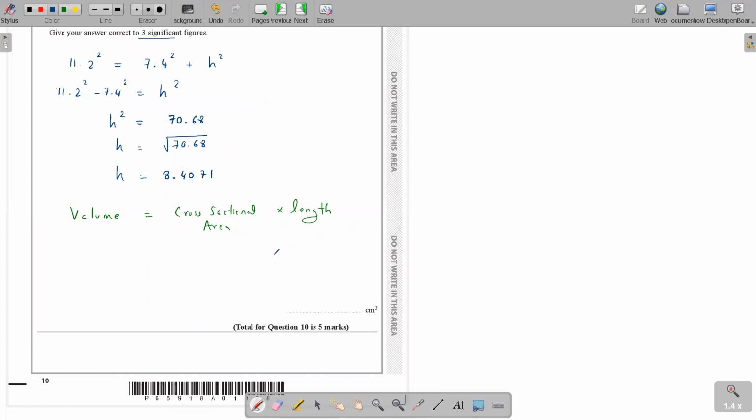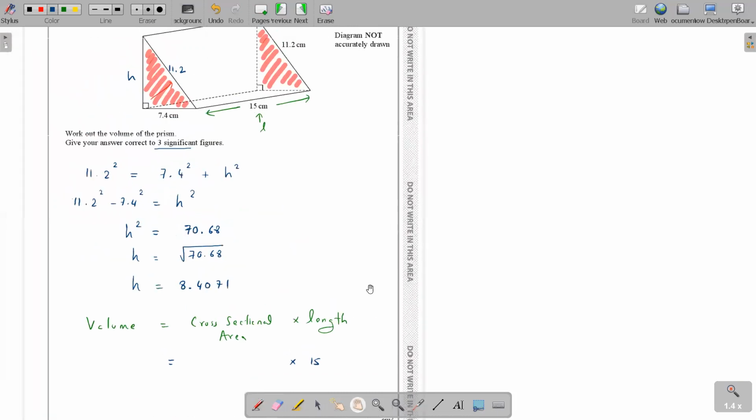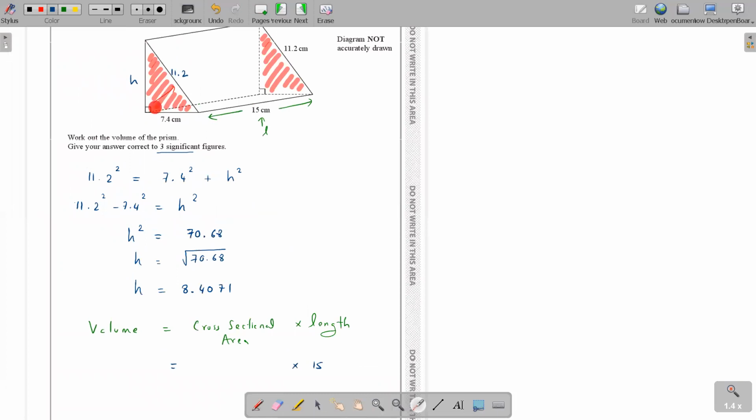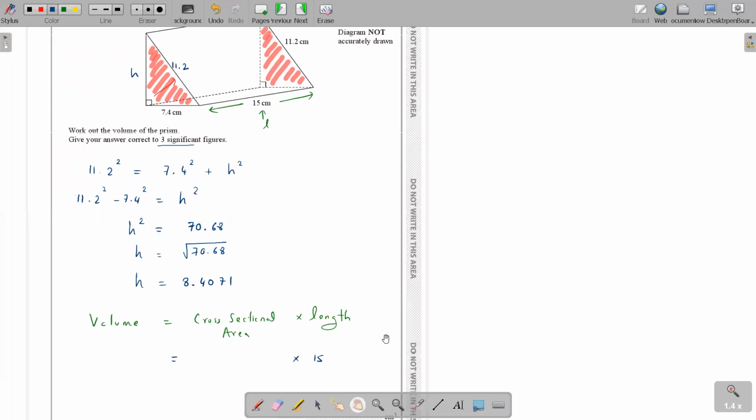So cross-sectional area is the area of a single triangle. Okay, so we need the area of a single triangle, half into base into height or half AB sin C. Both of them work here because we have a right angle triangle. So half AB sin C, if I use half into base into height is also basically the same.